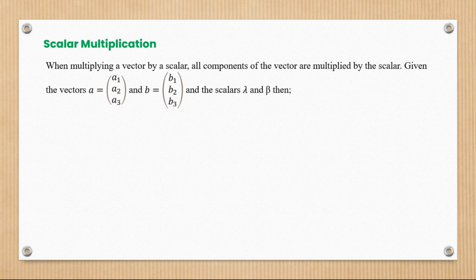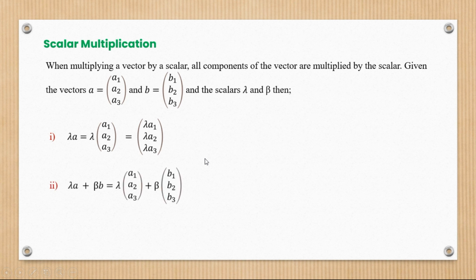So given the vectors a is equal to that and b is equal to that, and the scalars lambda and beta, then 1. If we're being told to multiply lambda to vector a, it's the same as lambda times this column vector, of which our answer shall be, as we've said, we'll multiply the scalar on all components of the vector. So we'll have it as lambda a1, lambda a2, and lambda a3. So next, if we have lambda a plus beta b, as you can see right there, and we're being told to add these two, we'll have this as lambda a1 plus beta b1, lambda a2 plus beta b2, and lambda a3 plus beta b3. So this is another way we can represent this and add the two.